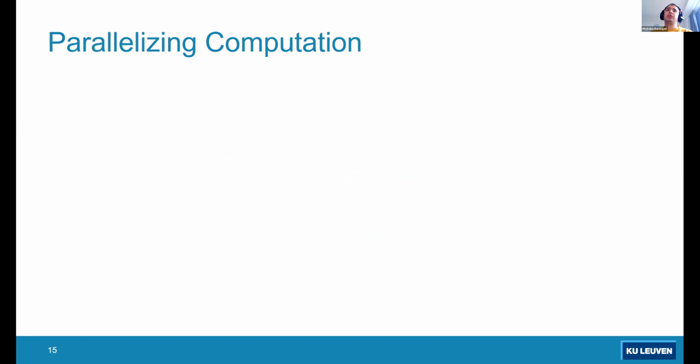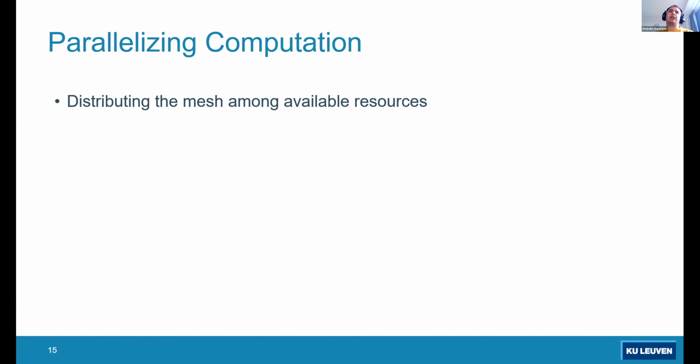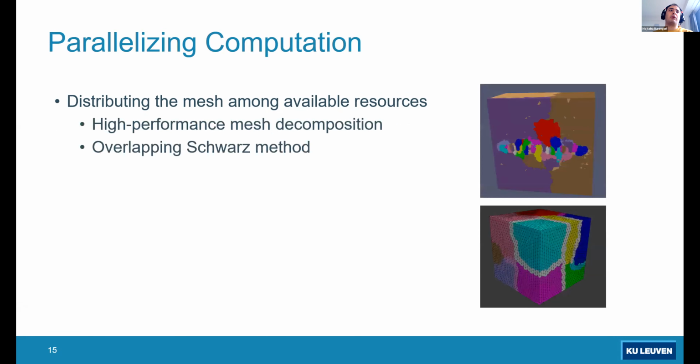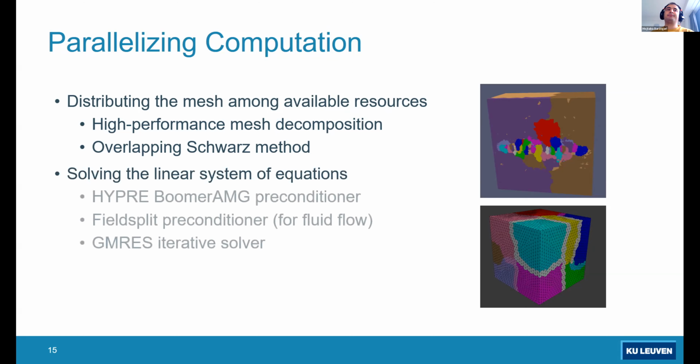So for parallelizing computations, as I said, we have used HPDDM for distributing the mesh among the available resources. We've used the overlapping Schwarz method available in HPDDM, and it works very nicely for our case. Also, for solving the linear system, we use a set of different preconditioners. I will show you the results later, using BoomerAMG for the reaction diffusion system and field split for fluid flow, and also iterative solvers.